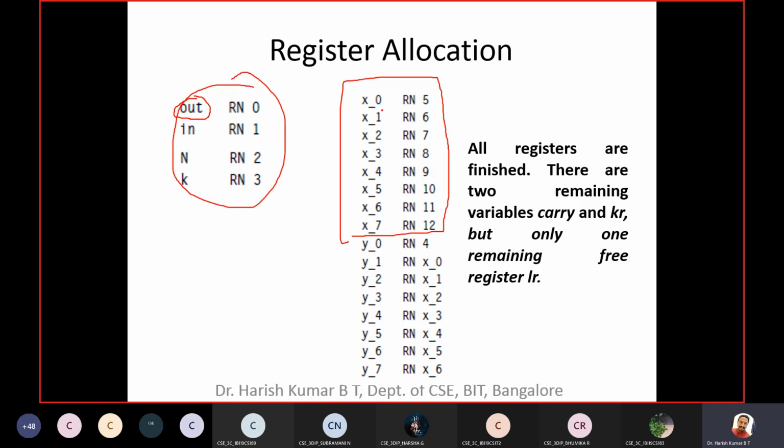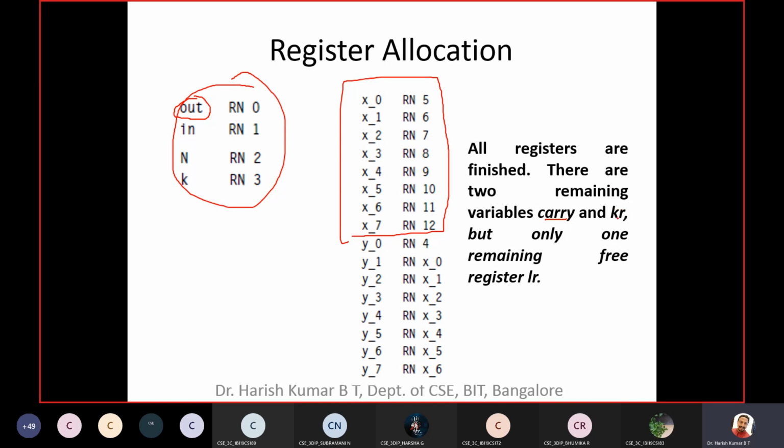Now look at the usage of the registers. I have used R0 to R12, all 12 registers. But still I was not able to allocate a register for this carry. Tell me whether I have allocated a register for the carry. Out, in, n and k I have allocated, and R5 to R12 for various other purposes, x0, x1, x2, and R4 is allocated for y0. Still I was not able to allocate a register for the carry.